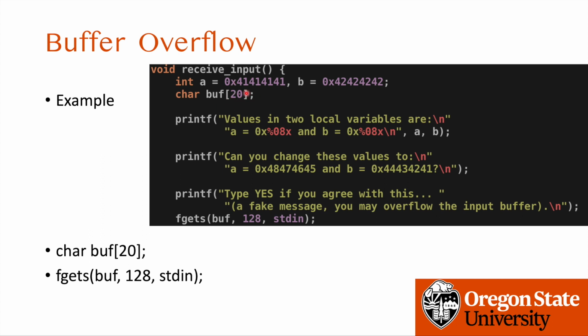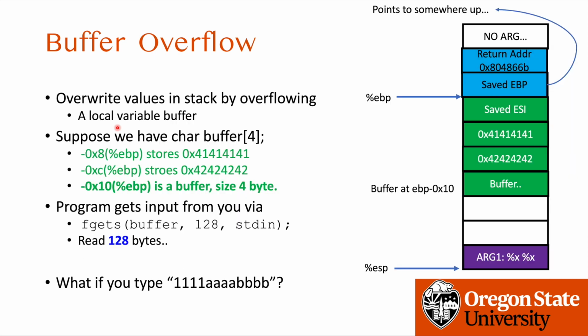This is the case of the buffer overflow, and let's take a look at why this causes a problem. So why does having a larger input size than the size of the buffer cause a problem? Basically, buffer overflow is about overriding values in the stack by overflowing a local variable buffer. That lets us override some of the values in the stack. That could be local variables or the control data such as a saved EBP or a return address.